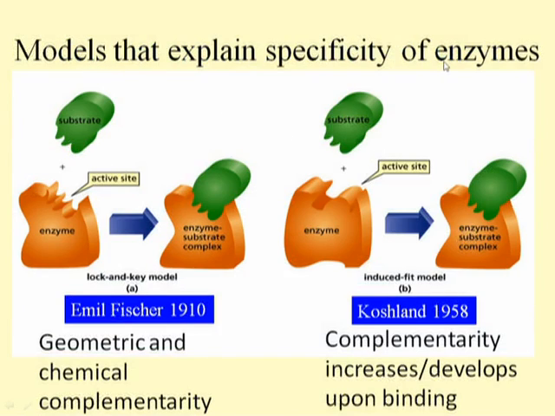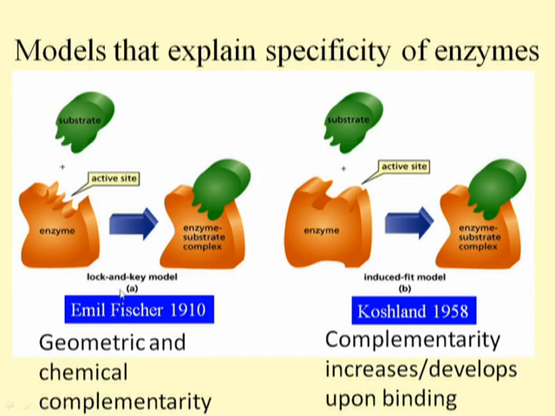Models that explain specificity of the enzymes. The earliest model was proposed by Emil Fischer in 1910, and this model is famous as the lock and key model. The lock and key model states that the enzyme is like the lock and a substrate fits in exactly like how a key fits into the lock. And this indicates that there is a structural, that is geometric, and chemical complementarity between the enzyme and substrate so that they react in a perfectly complementary manner.